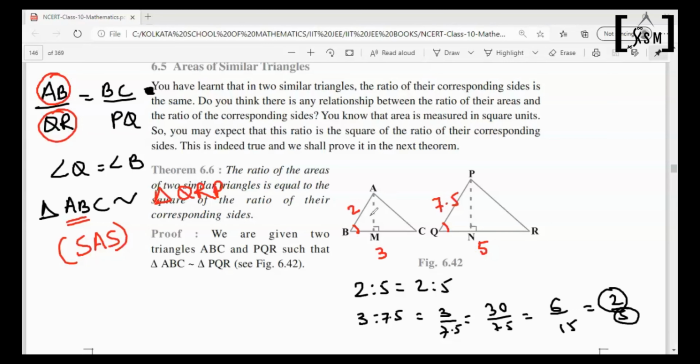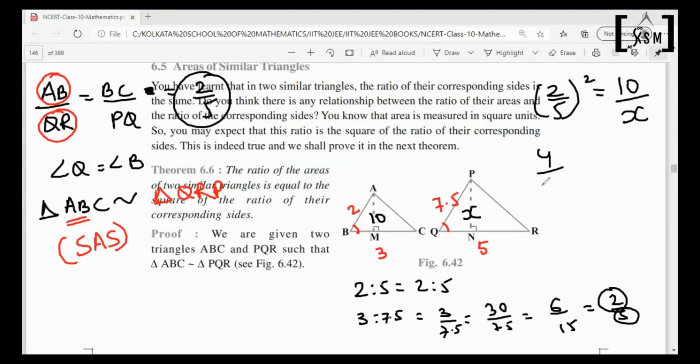let's say triangle ABC area is 10. So what will be the area of triangle PQR? What we learned in this theorem is that the side ratio is squared. What is the side ratio? 2:5. So 2:5 squared will be equal to the ratio of their corresponding areas. The area of triangle ABC is 10 and PQR is X. So 4/25 is equal to 10 over X. So X equals 250 over 4, which is 125 over 2, which is 62.5. So the area of PQR is 62.5. Is that okay? Fine. Let's come to the next information.